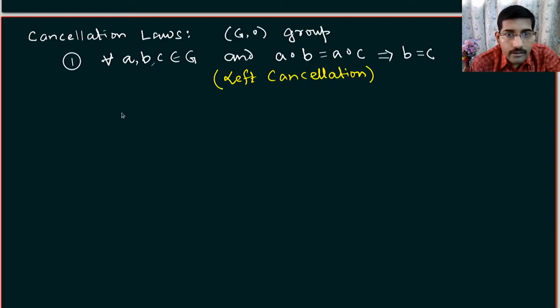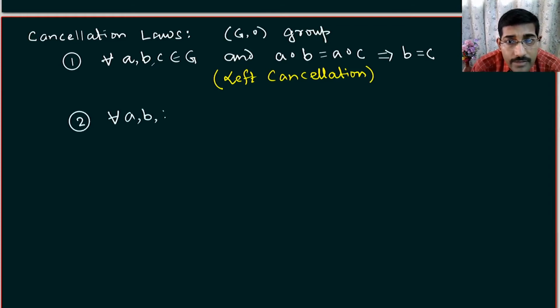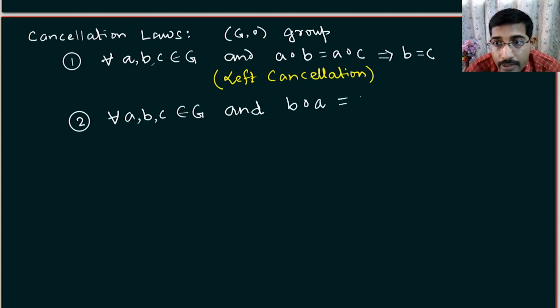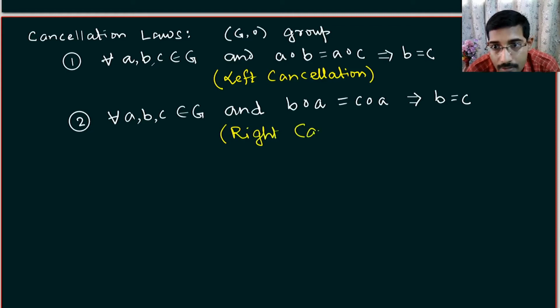Whereas, the opposite way, the right cancellation, is as follows: for every three elements we take, if we have the property that B operated with A is the same as C operated with A, which implies B is equal to C, this is what we call right cancellation.